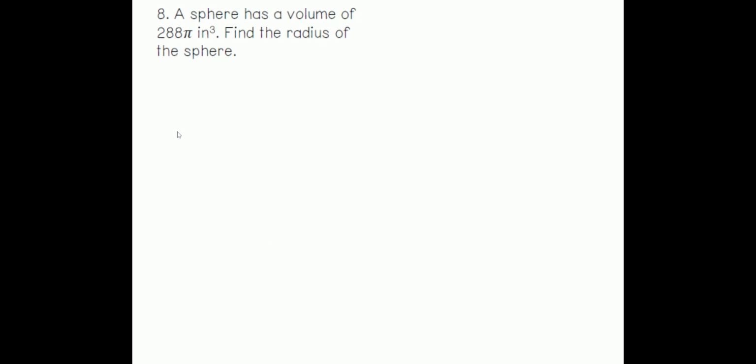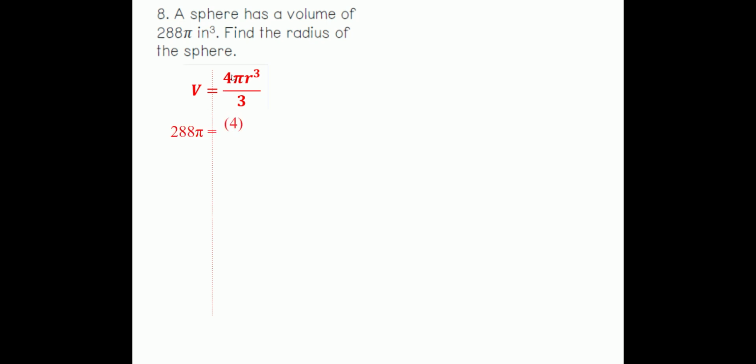Let's try this one. We're going to start off by writing the formula. Volume equals 4 times pi times radius cubed divided by 3. And we're going to fill in the information. We do know the volume. They say it's 288 pi, so we're going to write that down.